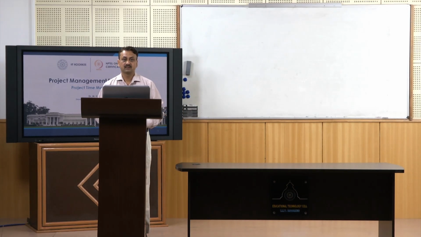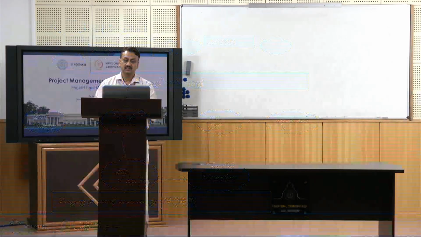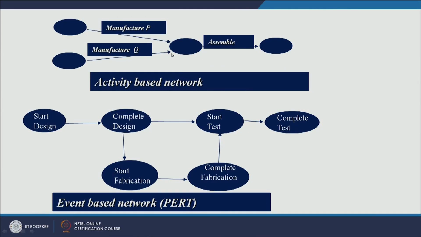So, let us look at a couple of more examples. So, let us say you are making a product, let us call it, let us say P. So, manufacture P, manufacture Q and then assemble them. So, activity P is what? Manufacture P, this activity is manufacture Q and this is assembly. So, how many activities? 3 activities. So, activity based network.